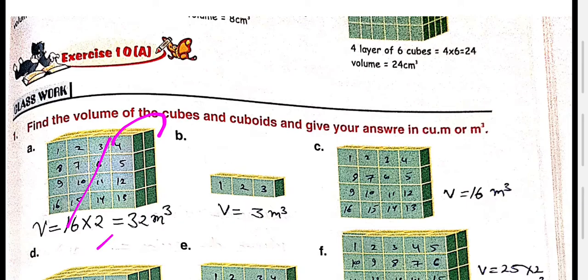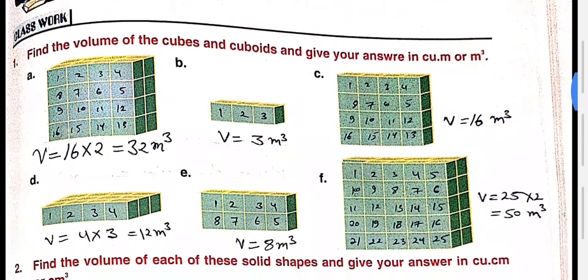Here you have only one side, and how many boxes are there? 1, 2, 3. So your volume is 3 meter cube. Here only one side, and how many cubes are there? Just count. You get 16. So your answer is volume equal to 16 meter cube. Simply you have to count and write.